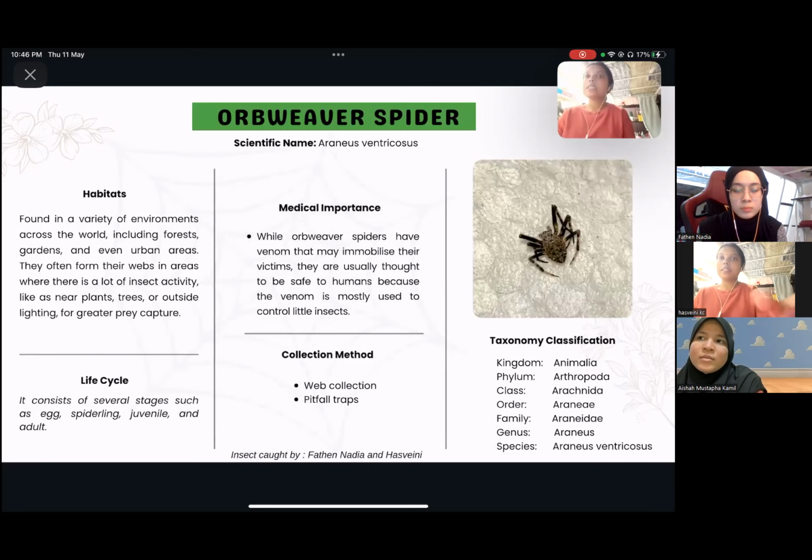the orb weaver spider. The scientific name of this species is Araneus ventricosus. It is found in a variety of environments across the world, including forests, gardens, and even urban areas. They often form their webs in areas where there is a lot of insect activity, like near plants or trees and outside lighting, for the greatest prey capture.